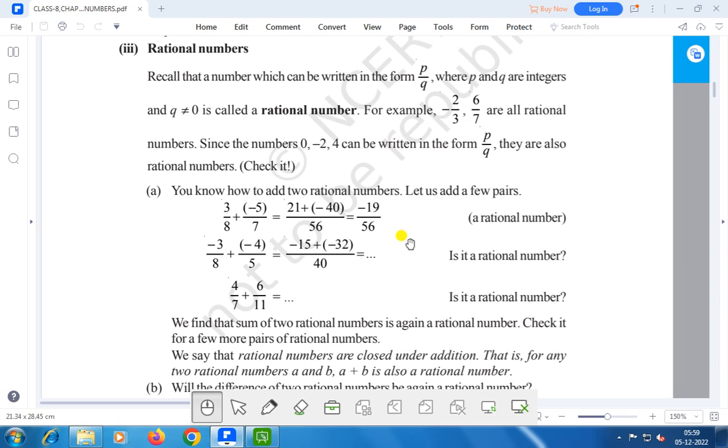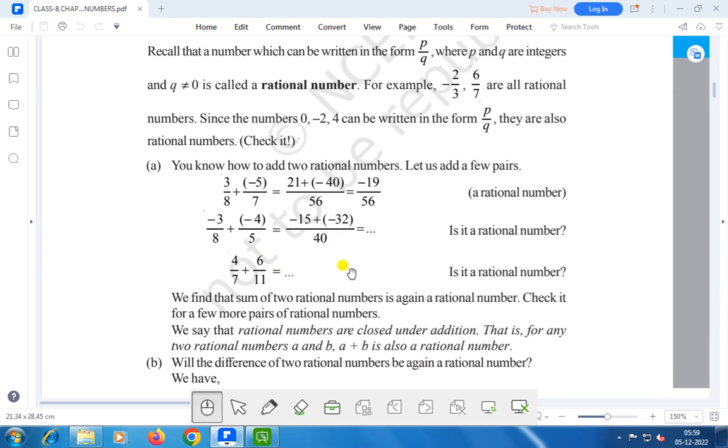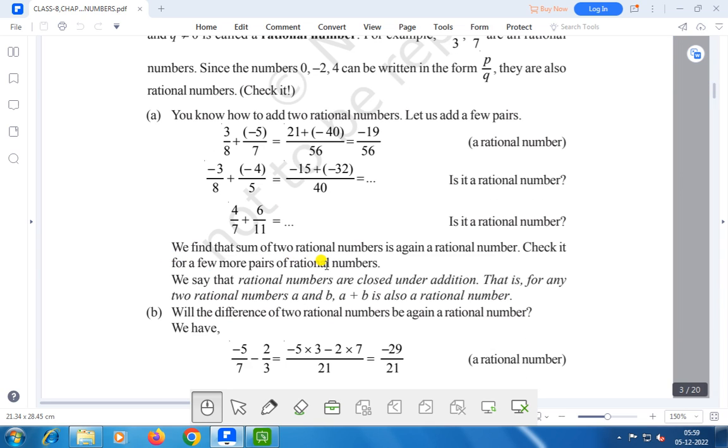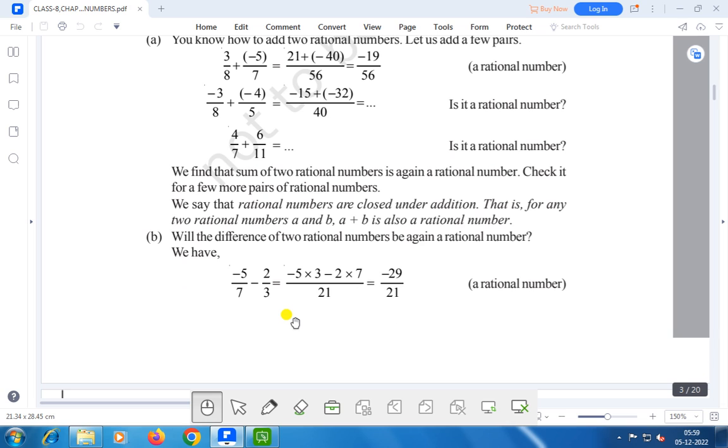This one, yes, it is a rational number. Is this also a rational number? Yes, this is a rational number. We find the sum of two rational numbers is again a rational number. Check it for a few more pairs of rational numbers. We say that rational numbers are closed under addition. That is, for any two rational numbers a and b, a plus b is also a rational number.